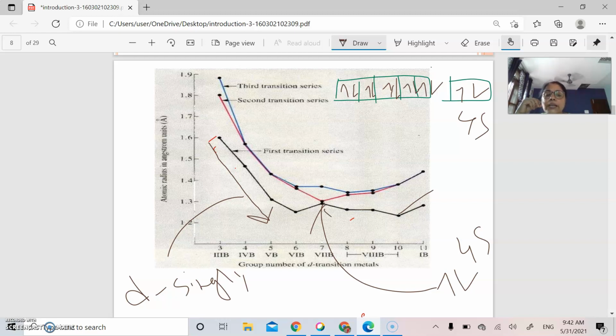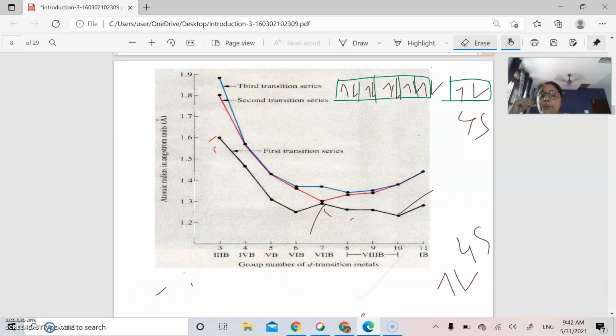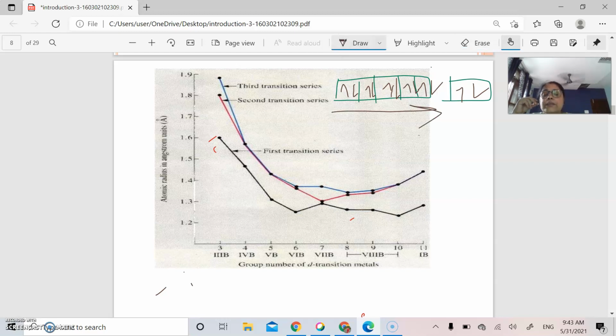So the number of electrons increases. The number of electrons increases means what? The nuclear charge also increases. And when the nuclear charge increases, the attraction for the outermost electron will also increase. Though the attraction for the outermost electron increases, at the same time there will be some amount of electron-electron repulsion for the pairing of the electrons. So there will be a steady decrease, and there will be a decrease, of course, compared to scandium. You still will have lower radii for iron, cobalt, copper, etc.